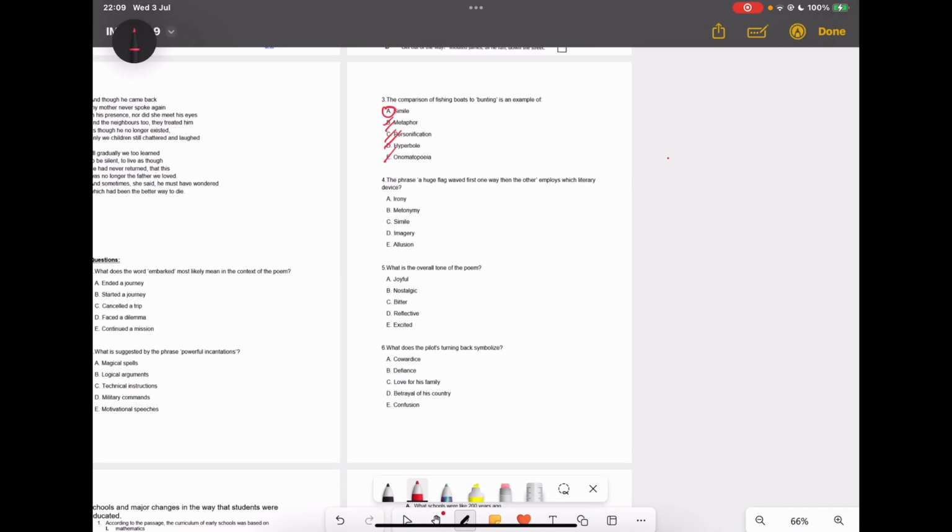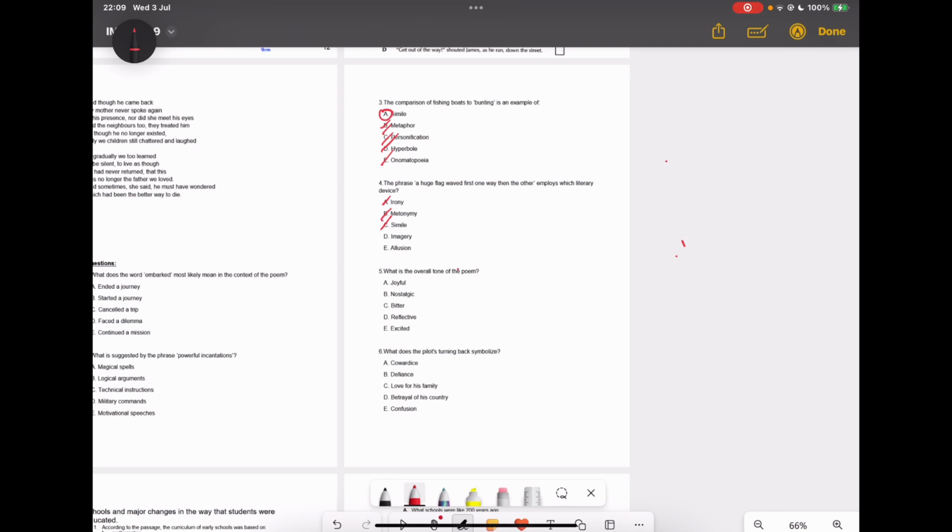Next is 4. The phrase "a huge flag waved first one way, then the other" employs which literary device? So irony? No. Metonymy? No. Simile? No. Imagery? Yes. And then illusion? Not really. No, because it's not needing us to infer anything. So D, imagery. And then what is the overall tone of the poem?